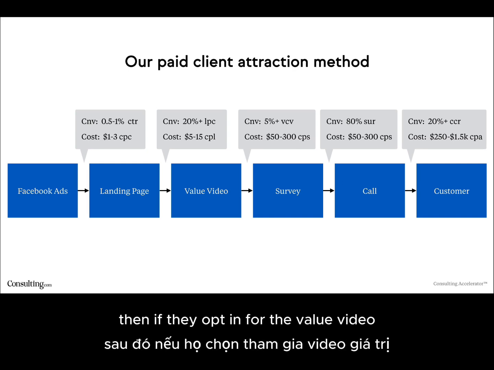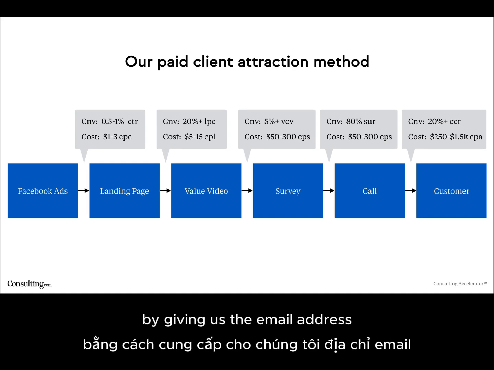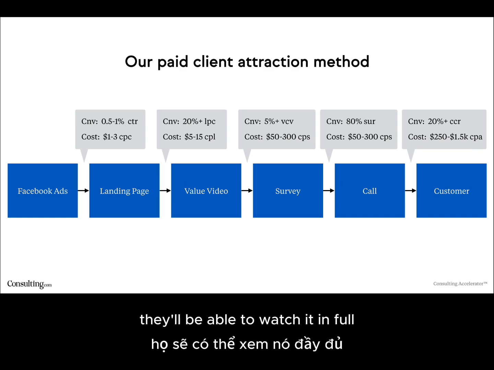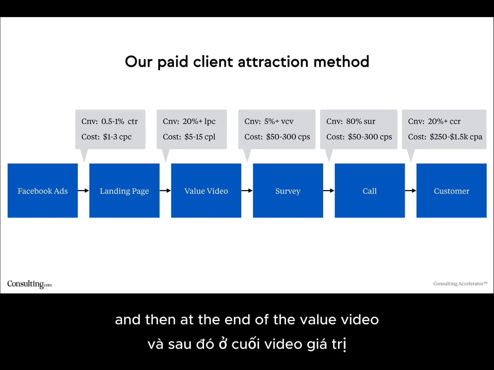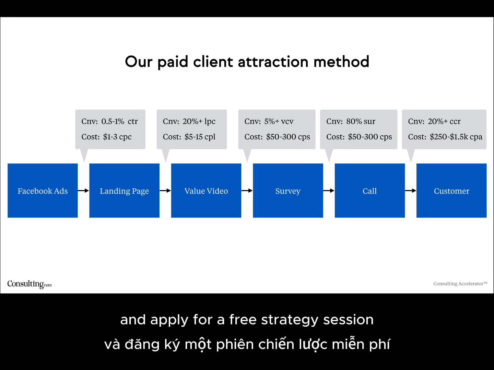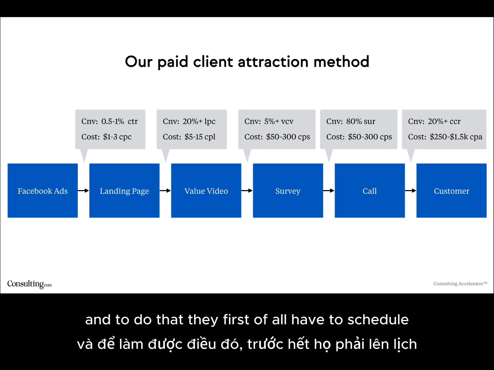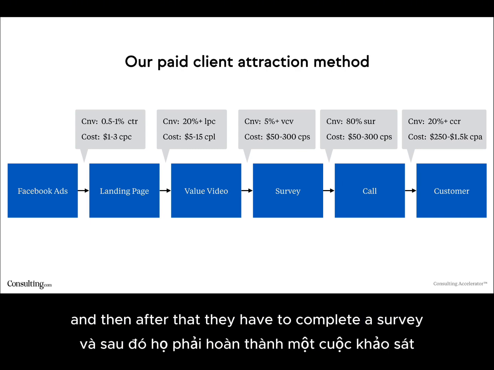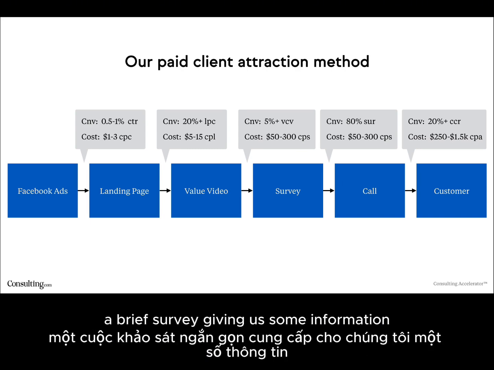Then if they opt in for the value video by giving us their email address, then they will be able to see the value video. They'll be able to watch it in full. And then at the end of the value video, if they're interested, they'll be able to take us up on our offer and apply for a free strategy session. And to do that, they first of all have to schedule using Schedule Once into our calendar, and then after that they have to complete a survey, a brief survey giving us some information.